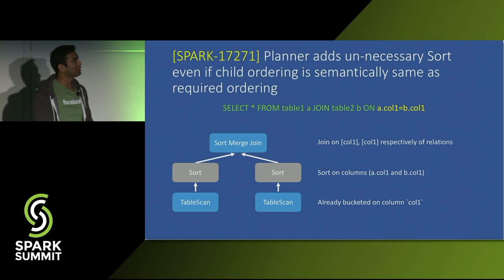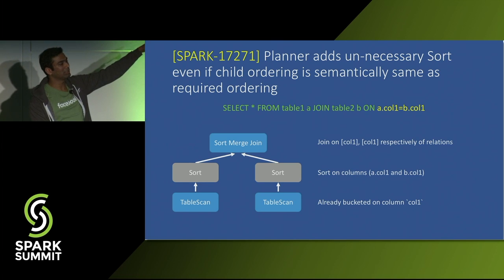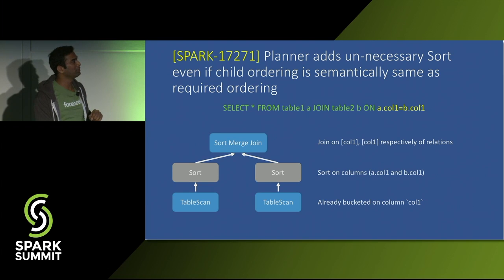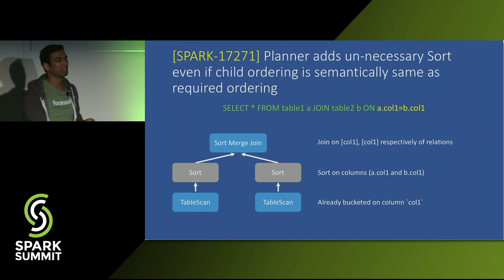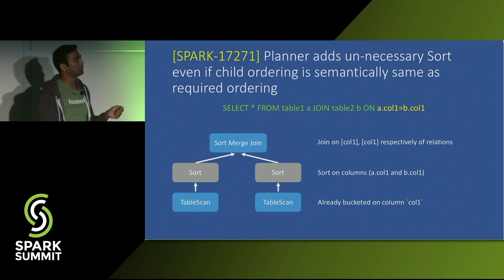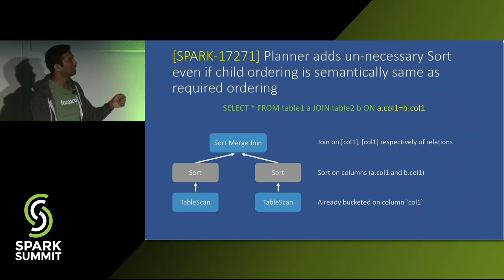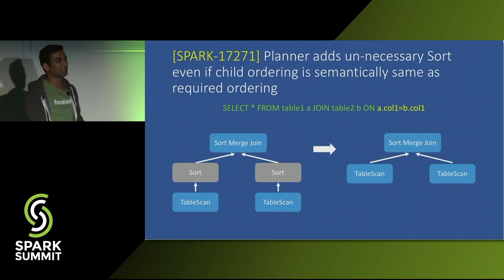The bug here is that the query is using an alias. As you can see, table 1 A join table 2 B. When you use the alias, it confuses the planner. The sort merge join says, I want my children to have the data partitioned on A dot column 1, but it doesn't know that A is nothing but table 1. So the fix here was to do a semantic comparison of the sort ordering. And after the fix, the job runs without the extra sort operation.